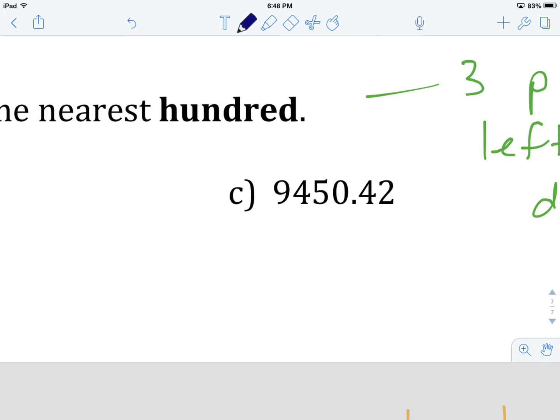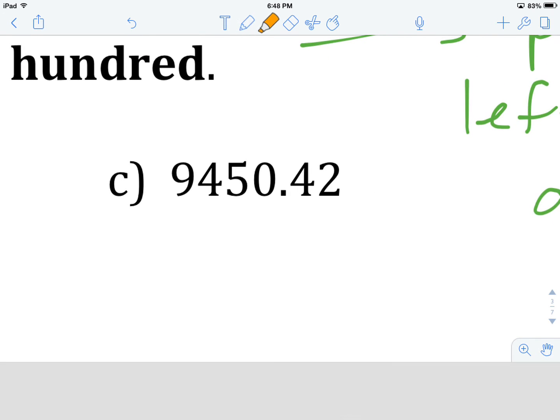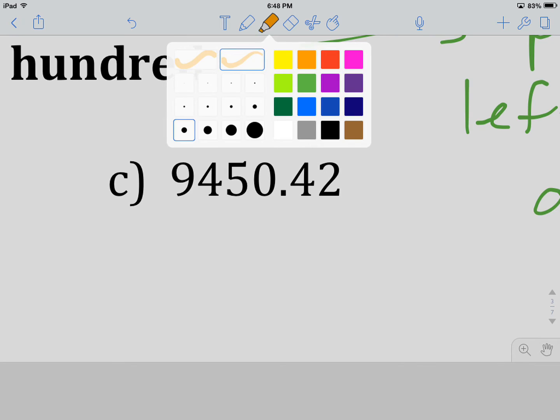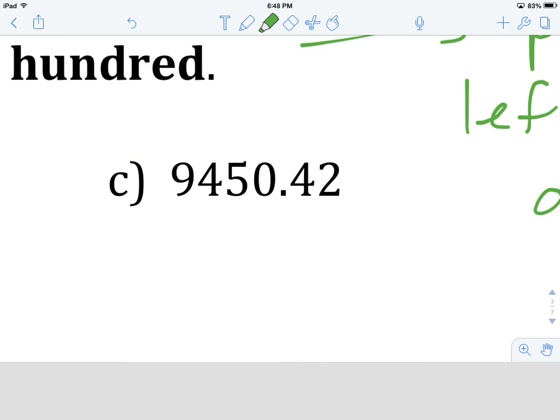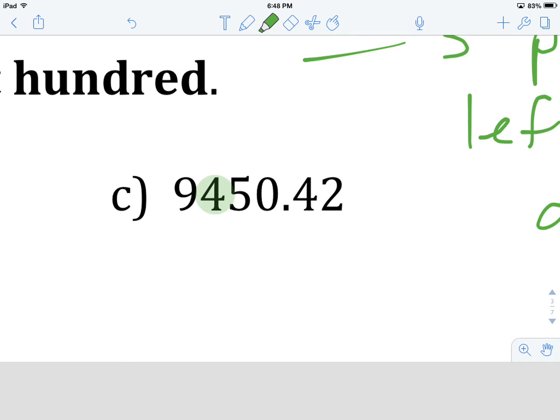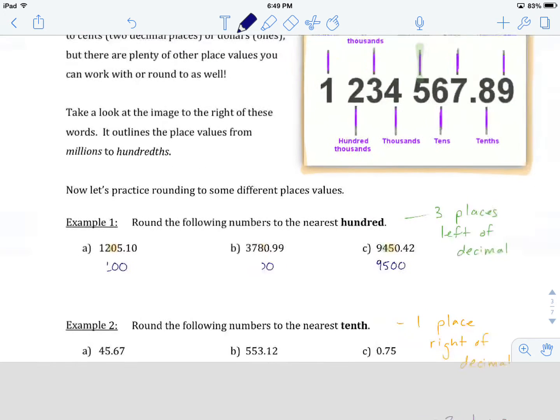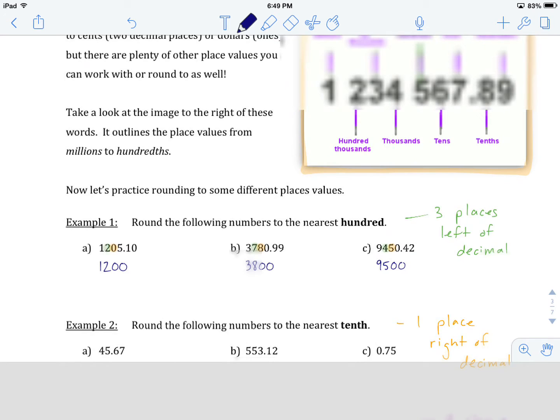Alright, you're back. Let's have a look at this example. 9,450.42. We are going to find the place value we want to round to. In this case, 1, 2, 3 spots to the left of the decimal, it's a 4. We are going to look to the digit after it, which is a 5, to tell us how to round that 4. 5 tells us that we are going to round that 4 up to a 5. So we have 9,500. That is rounded to the nearest hundred. So now we've tackled hundreds.